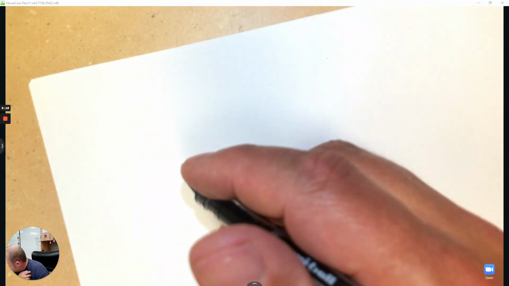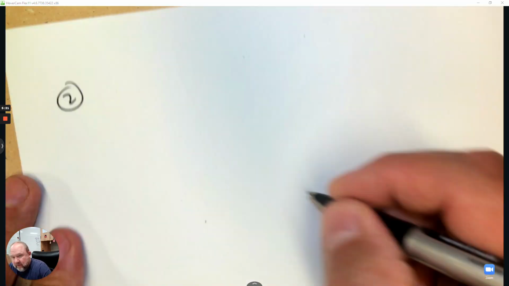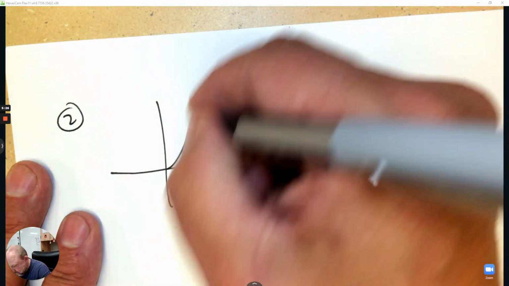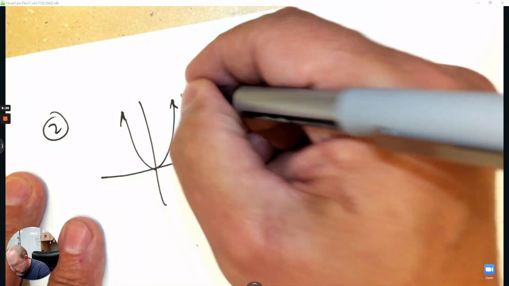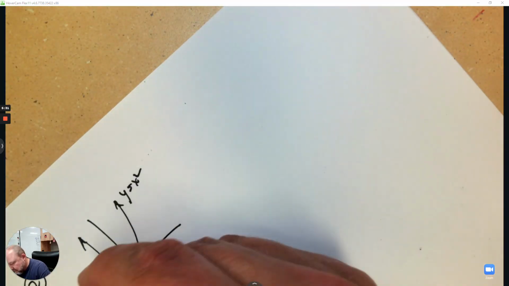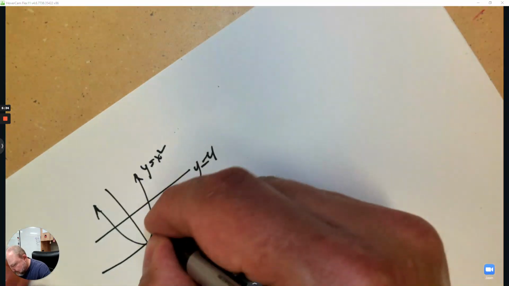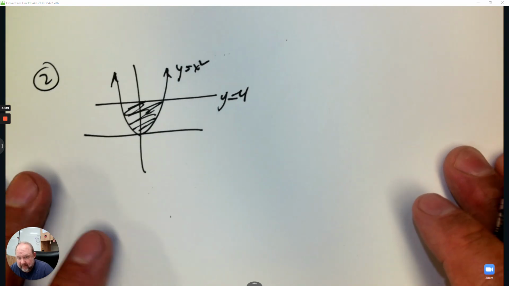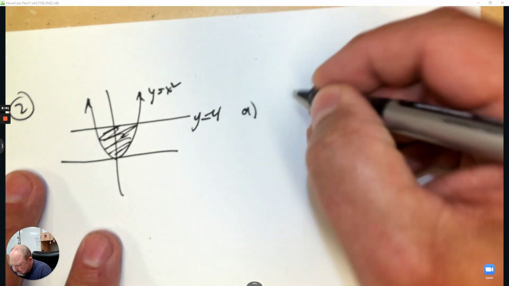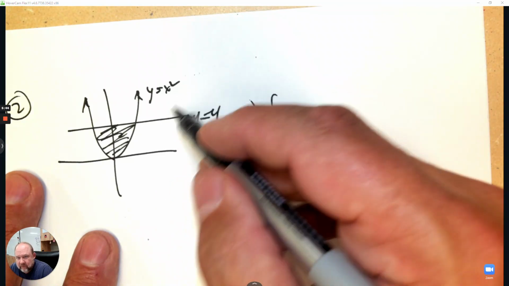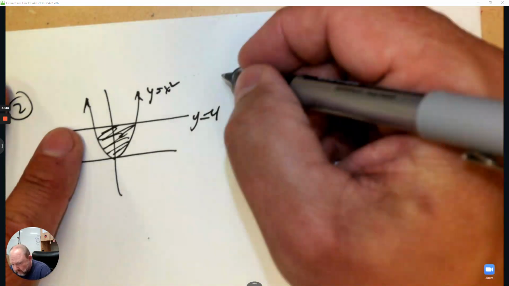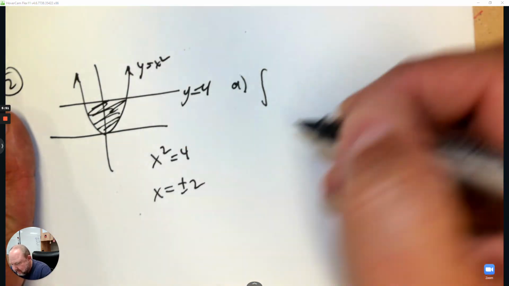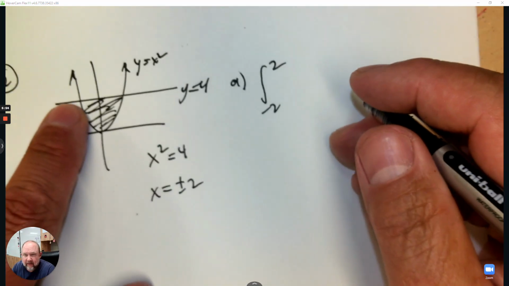Number 6, 2 on here. So in number 2, you're given a simple graph, which is y equals x squared and y equals 4. And it's shaded in for you. And the question is, find the area of that, which should be simple enough. That's an integration question. To find the bounds, you make them equal to each other and solve it. So if you square root, the two bounds are positive and negative 2. So we're going to go from negative 2 to positive 2.